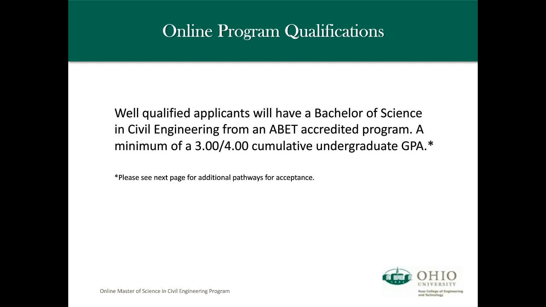As far as the online program qualifications, well-qualified applicants will have a Bachelor of Science in Civil Engineering from an ABET accredited program, a minimum of a 3.0 on a 4.0 scale in a cumulative undergrad GPA, and there are other caveats of people who can be accepted to the program, which we'll discuss now.